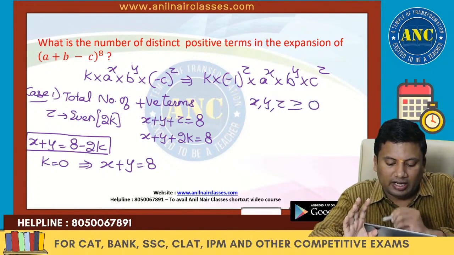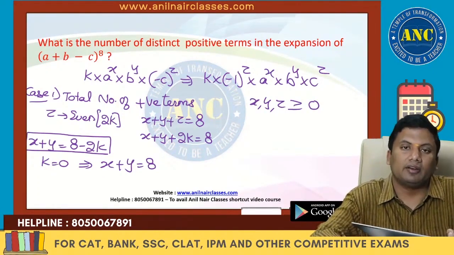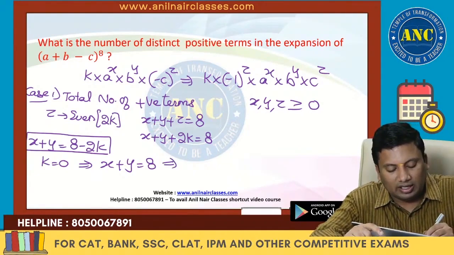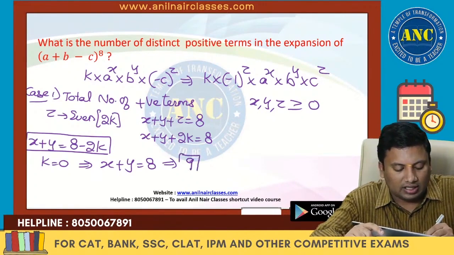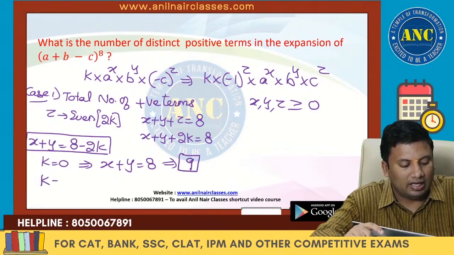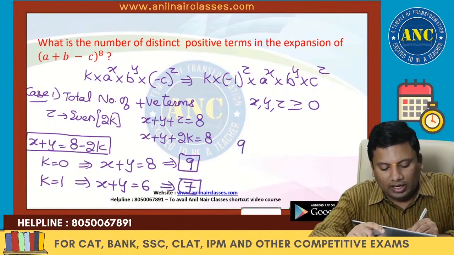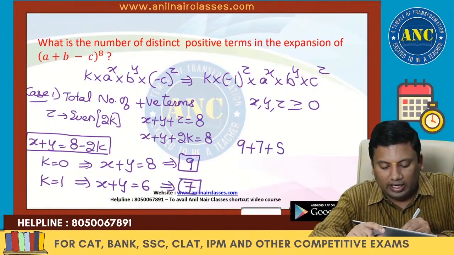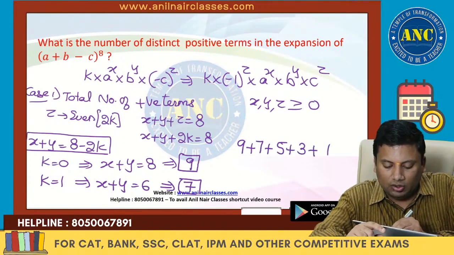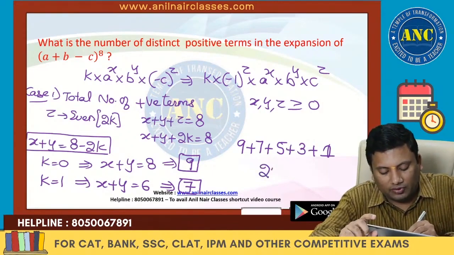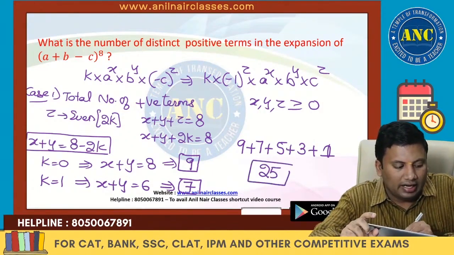X, y, z greater than or equivalent to 0. Greater than 0 means we have to add 1. 8 plus 2, which is 10. 10 balls are there, so the answer is nothing but 9. If k is 1, x plus y is nothing but 6. 6 plus 2, 8, so the answer is 7. So 9, 2 decrease 7, 2 decrease 5, 2 decrease 3, 2 decrease 1. 16, 21, 24, 25.